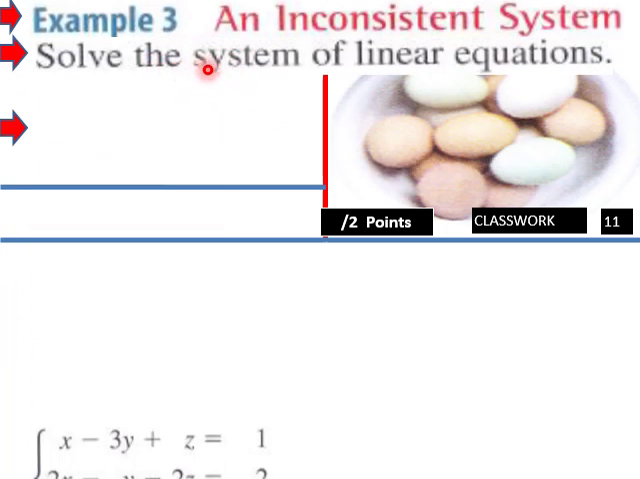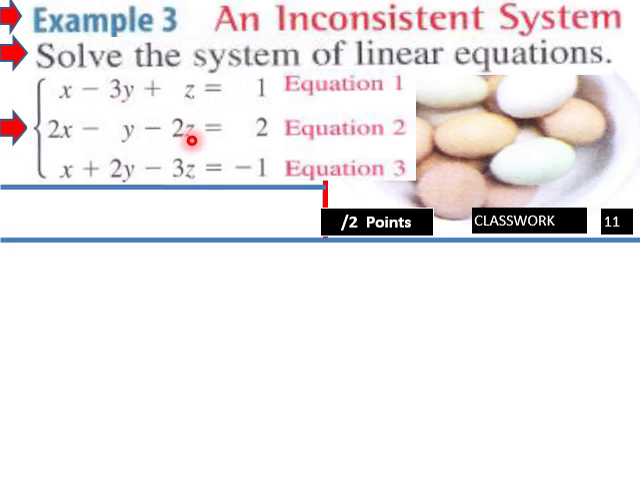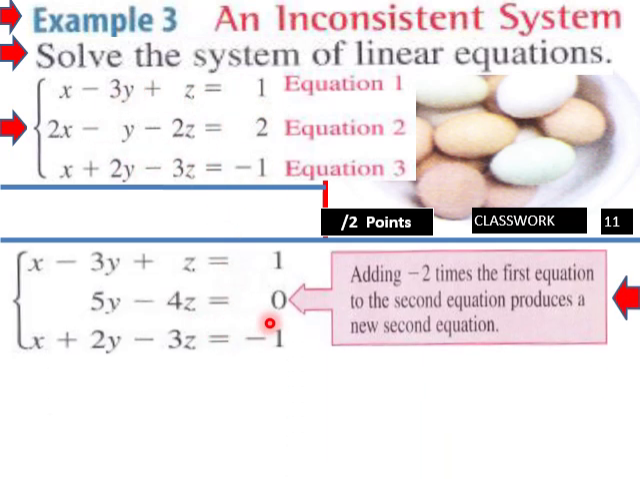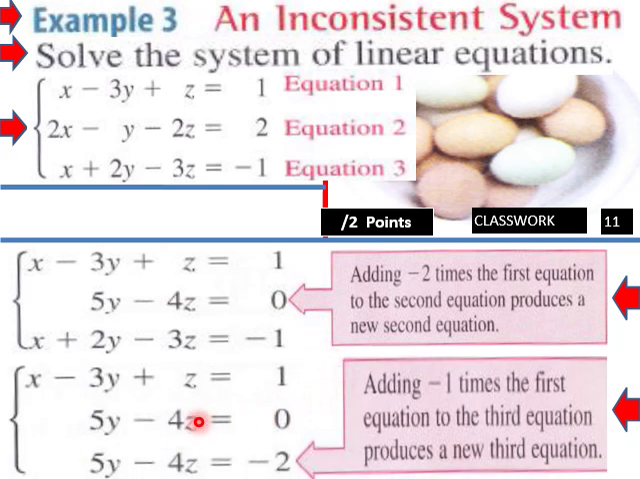An inconsistent system, solve the system of linear equations. Here's our system. Adding negative 2 times the first equation to the second equation produces a new second equation. So we get a 0 here in row 2: 5y minus 4z equals 0. Adding negative 1 times the first equation to the third equation produces a new third. So we have a situation here, don't we? 5y minus 4z equals 0, and 5y minus 4z equals negative 2. That's a little suspect.